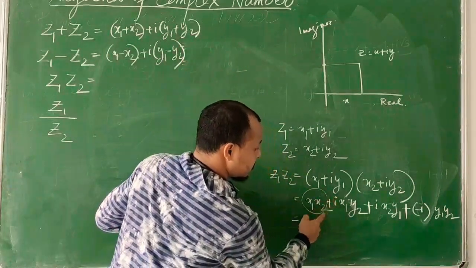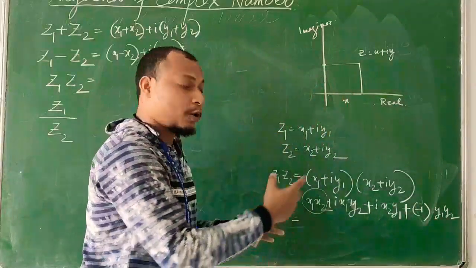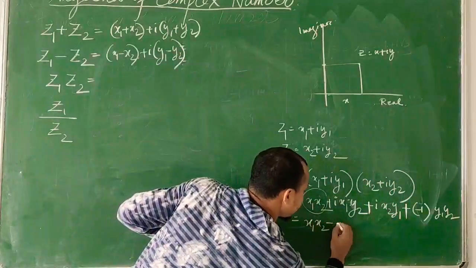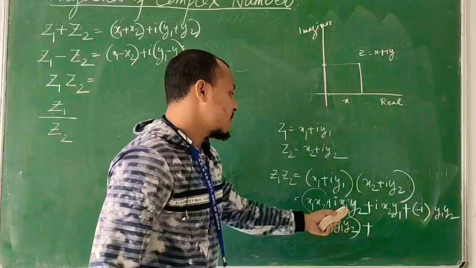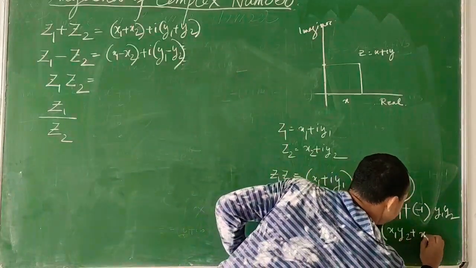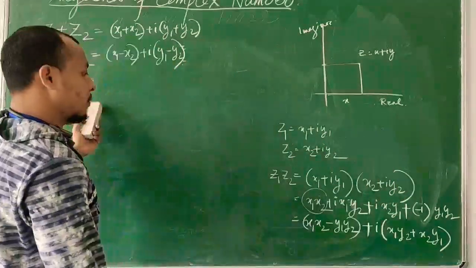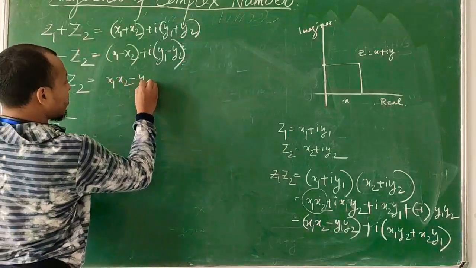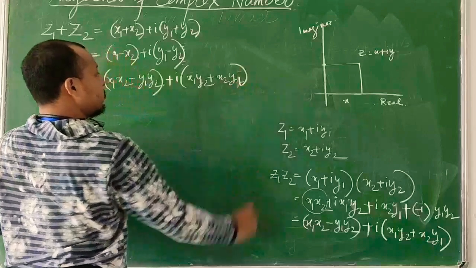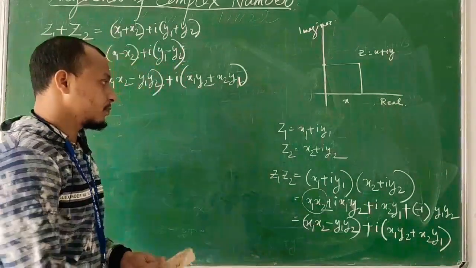Now this is the real part because it is independent of i. These are independent of i, so we are going to bring these real parts to one side, then the imaginary parts to another side. Now we are done with the multiplication. So these things will become like this. I hope you have understood. We are done with this.